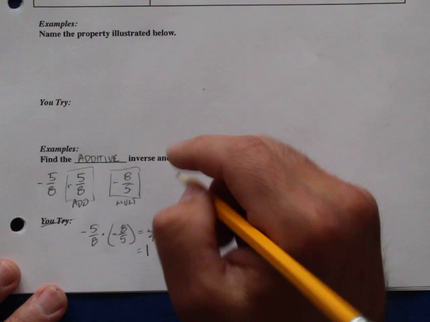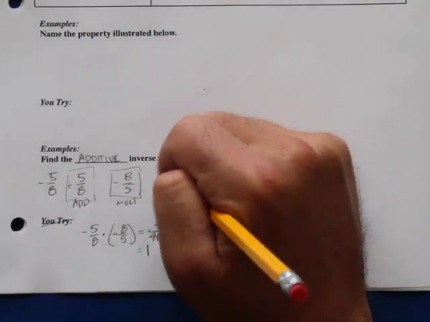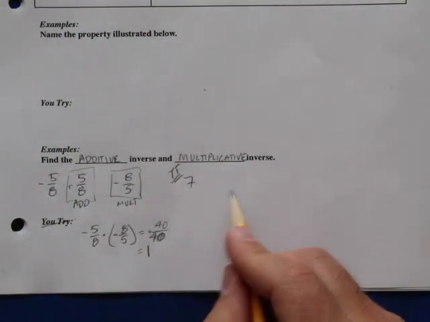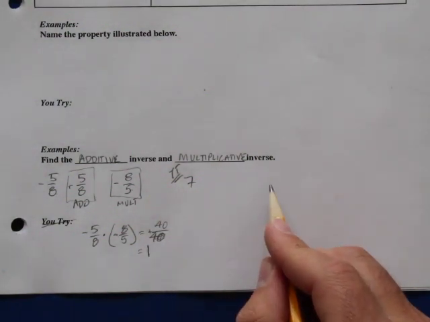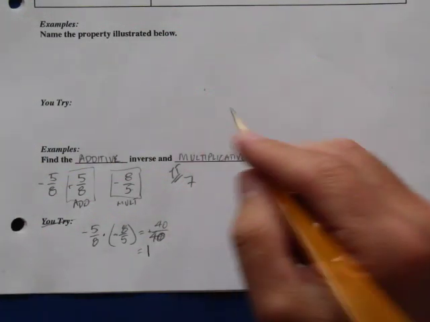Let's have you guys do one. This is the try. 7. Find my additive inverse and my multiplicative inverse. Go. Pause and do your work. Okay, let's see how we did.